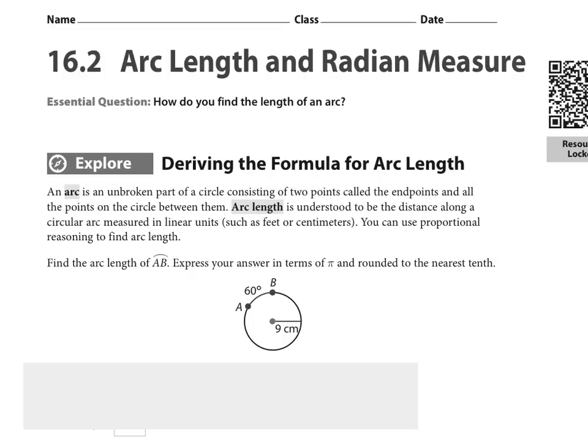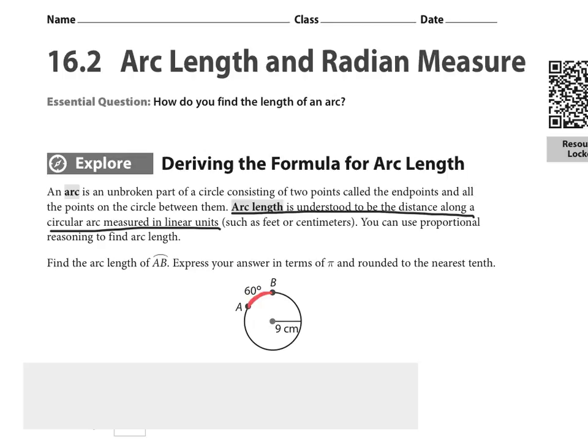All right, so here's our lesson on arc length and radian measure. And we already know what an arc is. When we talk about arc length, you can see there's a definition here in your book. Arc length is understood to be the distance along a circular arc measured in linear units. So we're really talking about how long, like if you were to stretch a string, how long of string would you need to cover a certain arc of the circle.